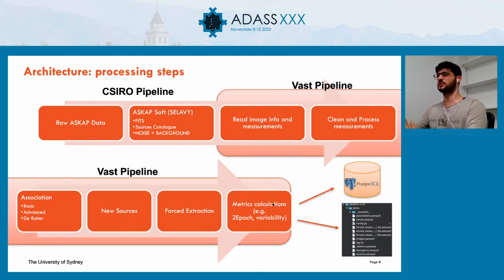And at the end, we calculate many metrics like eta and other variability metrics, and we do a two-epoch analysis. Then we output everything to a nice folder structure per pipeline run with Parquet files, so you can scale up later on, and also to Postgres to serve the web app.